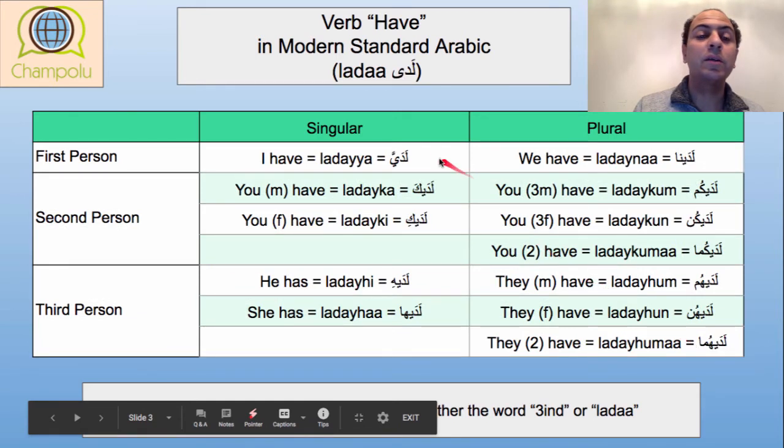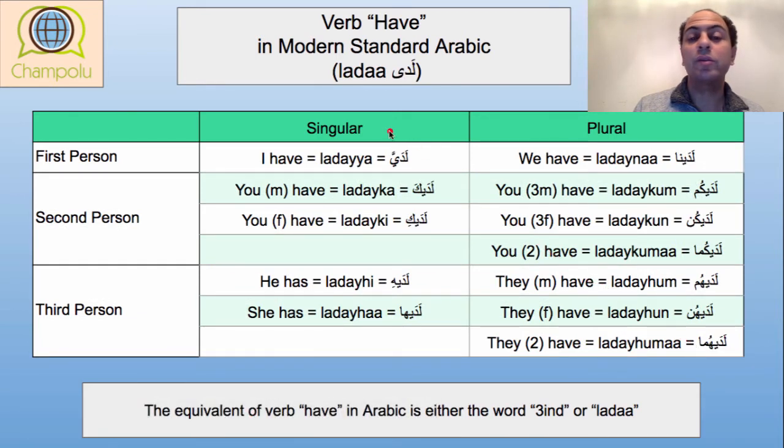And then for لدى, it has also similar distribution. Say I have لدي. You have لديك. You have for female singular لديك. He has لديه. She has لديها. And for plural, we have لدينا.